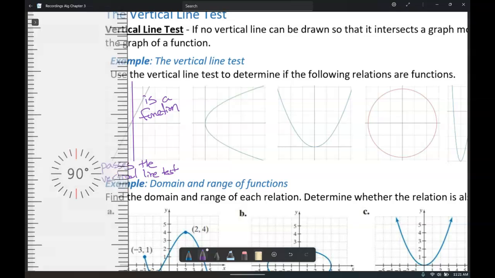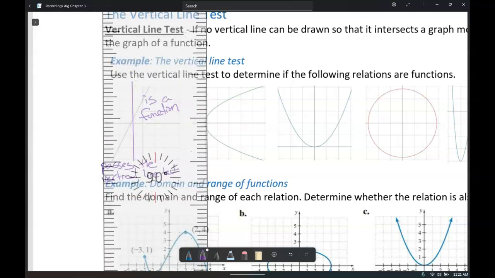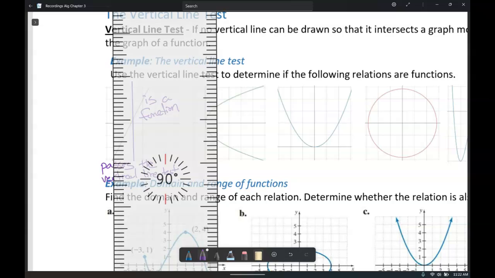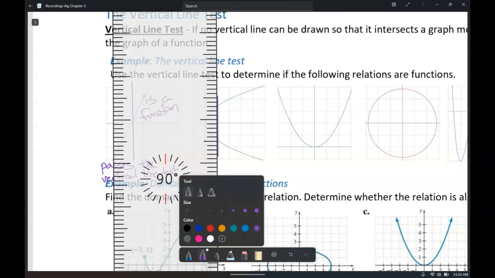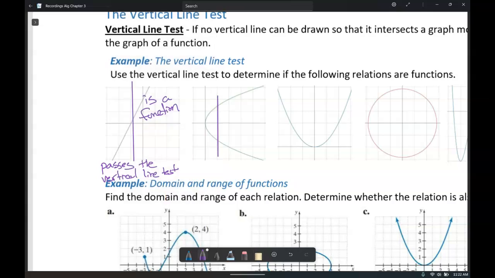But if we take a look at this next graph, we pass a vertical line, and we see pretty quickly that we are intersecting our graph at more than one place. Therefore, it is said that it fails the vertical line test. Therefore, it is not a function.